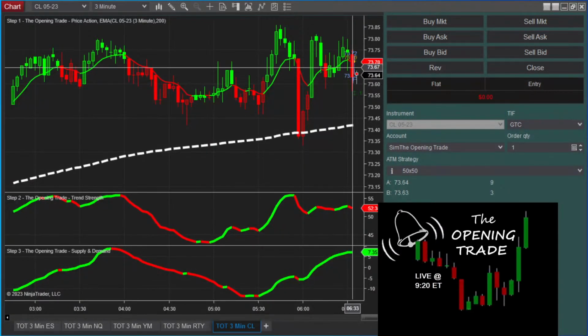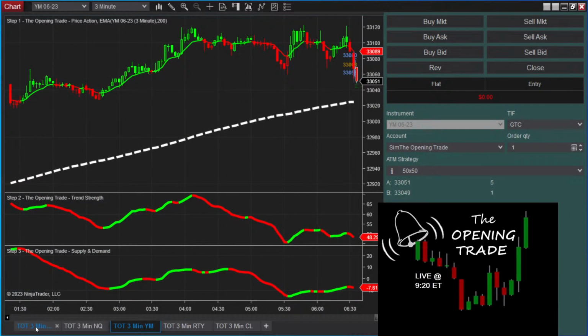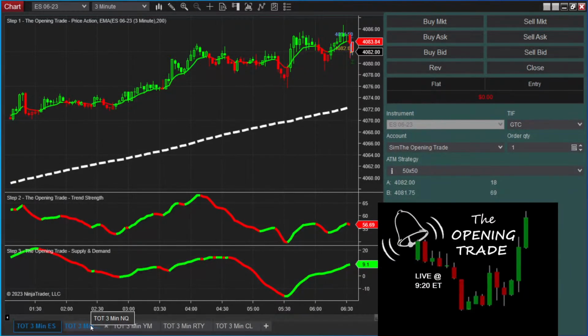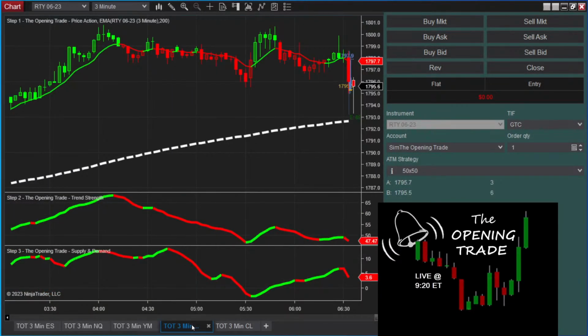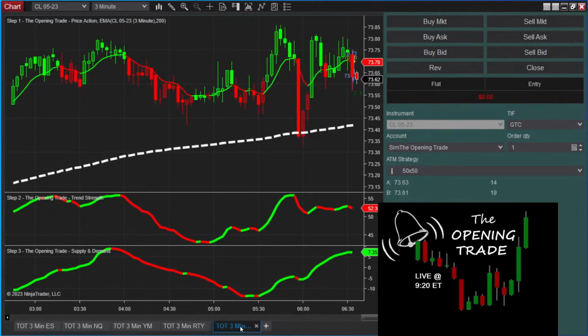Okay, so the first candle closed. All the indicators are getting better for crude oil. So our first automated trade could potentially take place on the YM. Let's see what the other charts are doing. Here is S&P 500. This is the NASDAQ. Here's the YM, the Russell, and the crude oil.